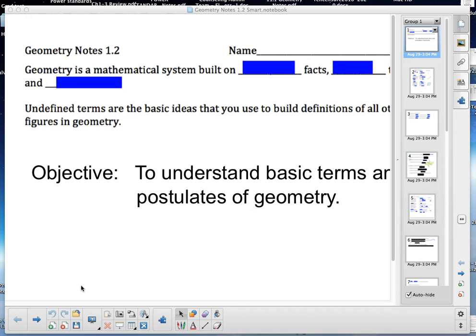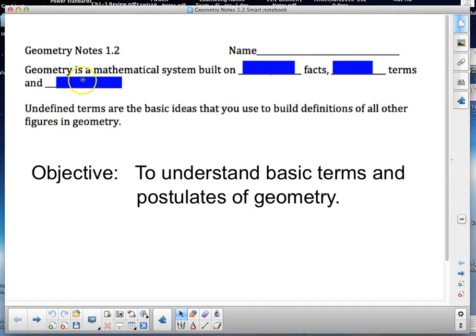Okay, well, let's get to notes. Geometry, notes 1, 2. Geometry is a mathematical system built on accepted facts, basic terms, and definitions. Undefined terms are the basic ideas that you use to build definitions of all other figures in geometry. So if you haven't already guessed it by reading our objective, to understand basic terms and postulates of geometry is what we're doing today. So it's really a lot of definitions, a lot of things that you're going to have to reread and check out.